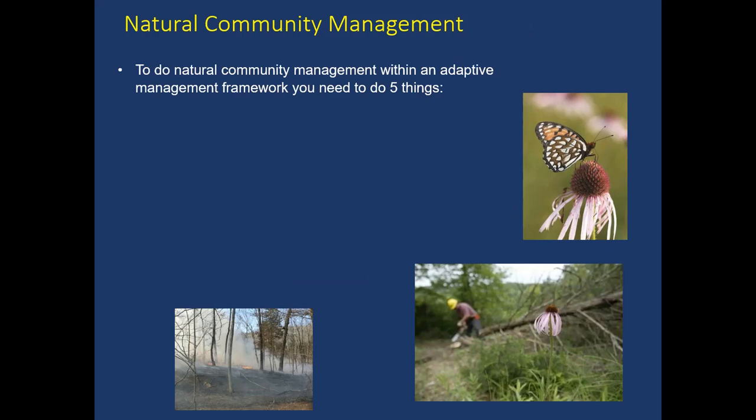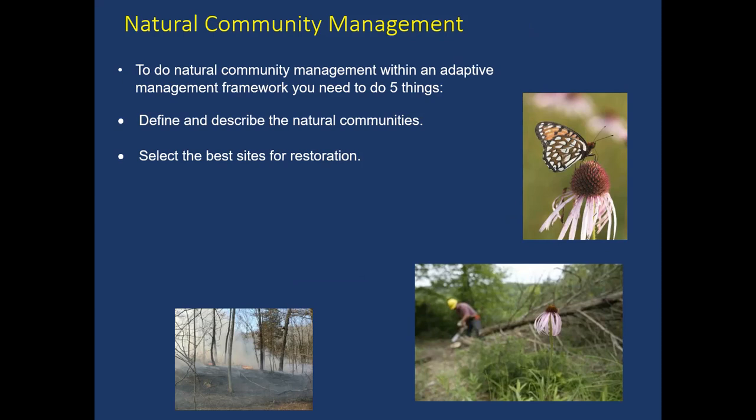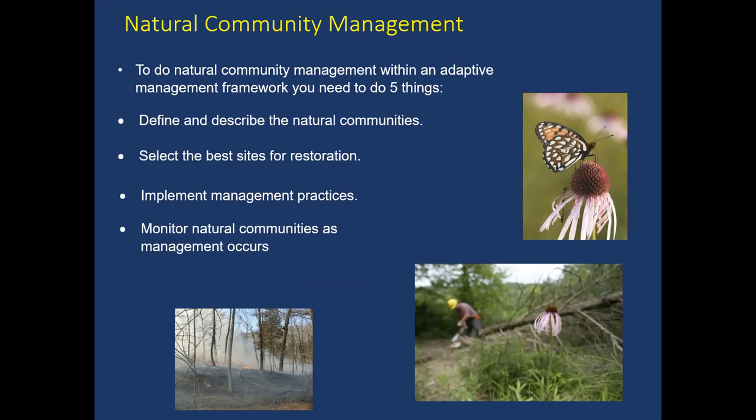To do natural community management within an adaptive management framework, you need to do 5 things. First, define and describe the natural communities that are your target. Select the best sites for restoration of those communities. Then you go ahead and implement the management practices. Monitor natural communities as the management occurs, and then reassess the effectiveness of your management actions.